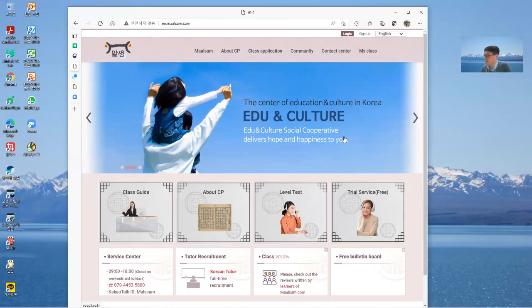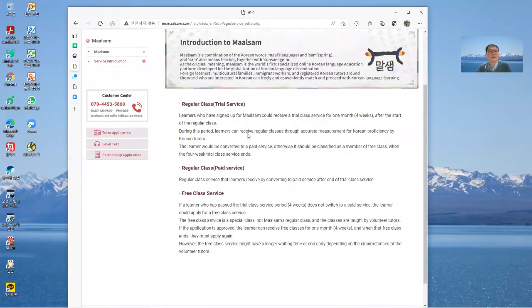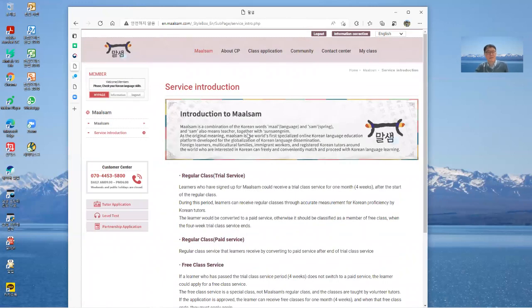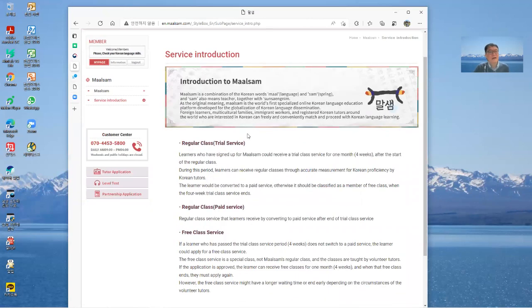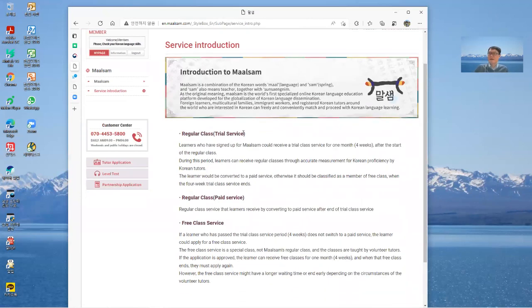Let's check the kind of service of Maalsam. Okay. Maalsam's, there are three kinds of class.